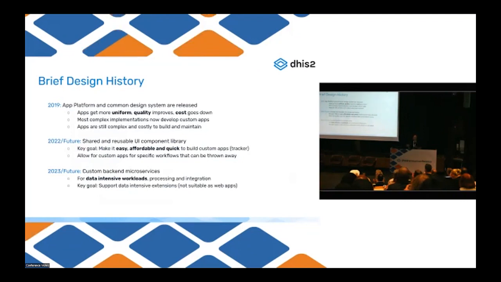The quality goes up and cost goes down, because now people don't have to spend 2 weeks just figuring out how on earth am I going to approach this. It's kind of a given. So that helps. And from around 2019, we see that most complex implementations now do custom apps. For every major country, there are now starting to be apps. Even though apps, I would say, is a huge success overall, it can be better, right? I think it's still complex, still a bit costly to build and maintain, still breaks.